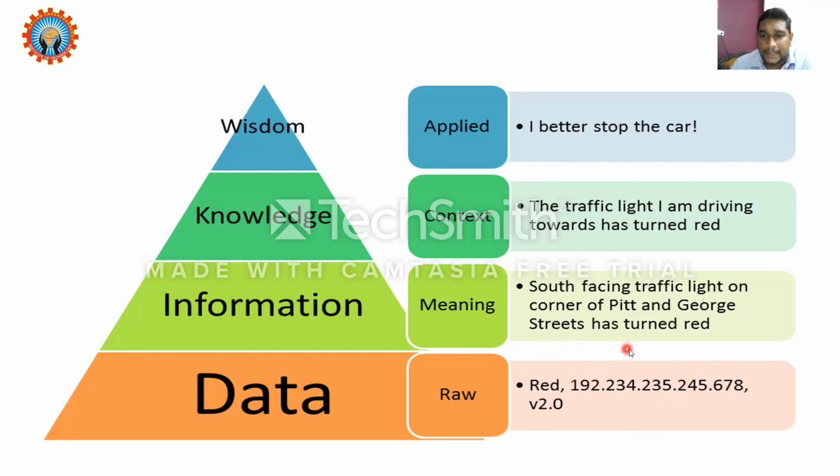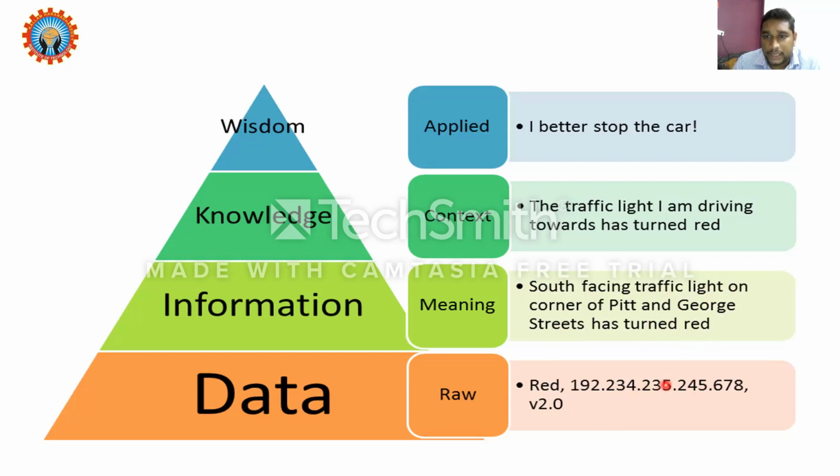So the sudden stop is based upon the traffic signals. The traffic signal is the south facing traffic light on the corner of Pitt and George Streets. The south facing traffic light has an IP address. In an area, in a town, we have various traffic lights, right? Among the traffic lights, the light which blinks consists of some IP address. This is the particular south facing traffic light IP address.